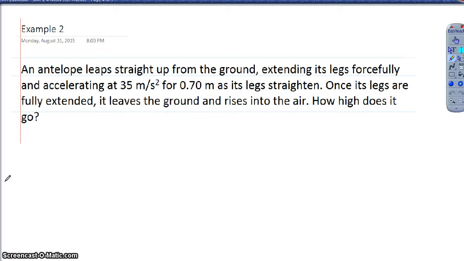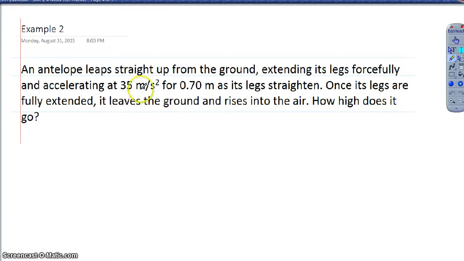This example, hopefully, is a little bit easier. An antelope leaps straight up from the ground, extending its legs forcefully and accelerating at 35 meters per second squared for 0.70 meters as it straightens its legs. Once its legs are fully extended, it leaves the ground and rises into the air. How high does it go?